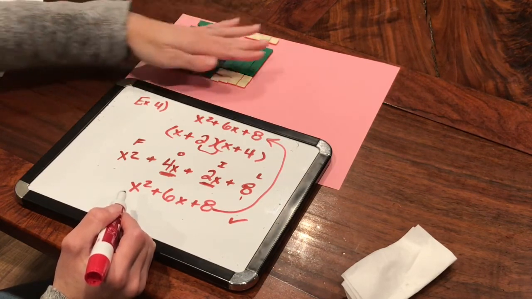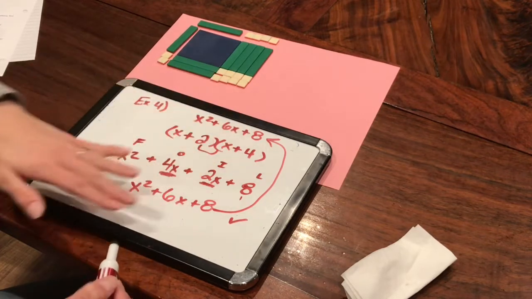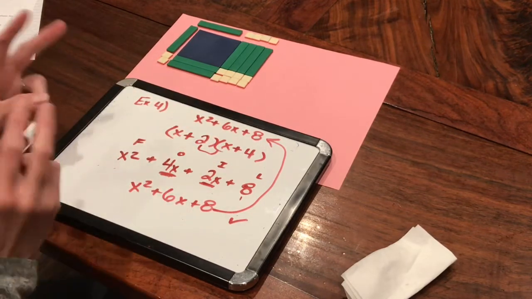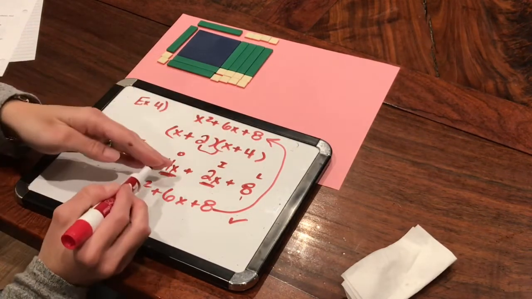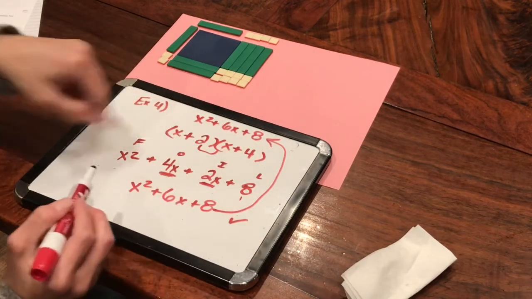So that's how this picture relates to what we're doing, how we're foiling and unfoiling. Foiling would be multiplying them together. Unfoiling would be finding the factors.